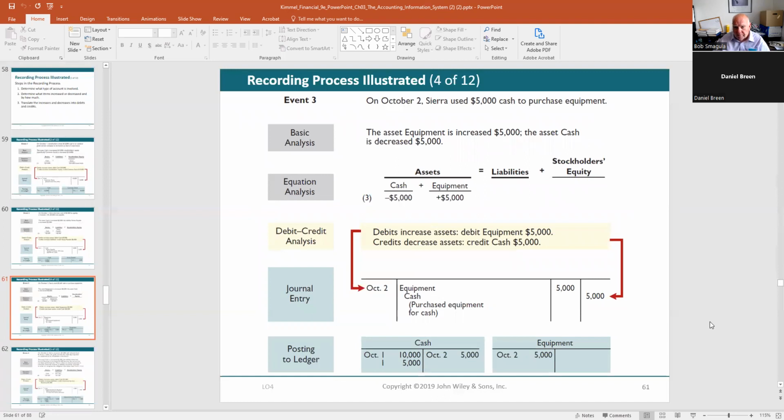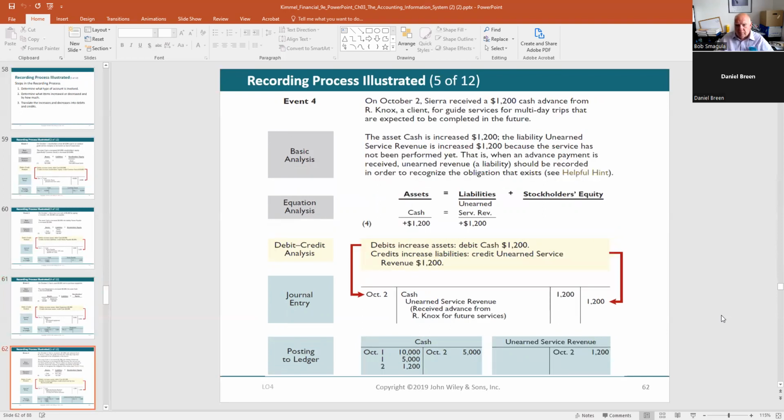They bought equipment using cash. So now the cash has gone down with the credit. Equipment goes up with the debit. And also, always start with the debits first. For the most part, whenever you can, start with debits first. If it's a two-line journal entry, certainly you do the debit first. That's a convention. That's what auditors are looking to see. Makes their jobs a lot easier.